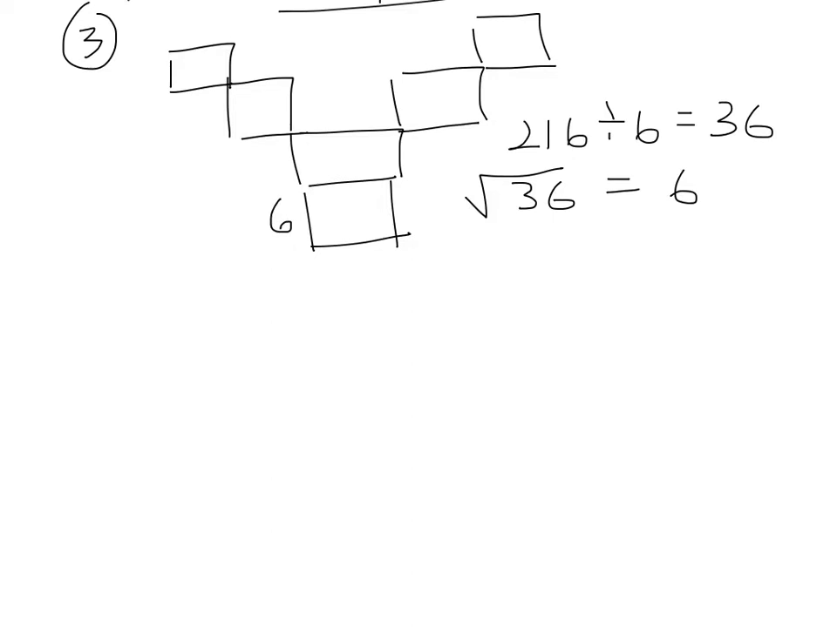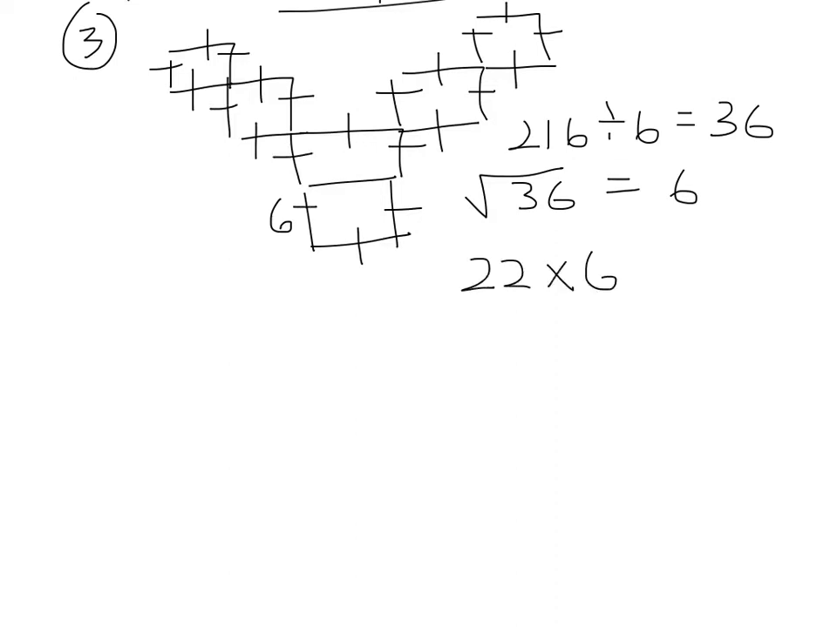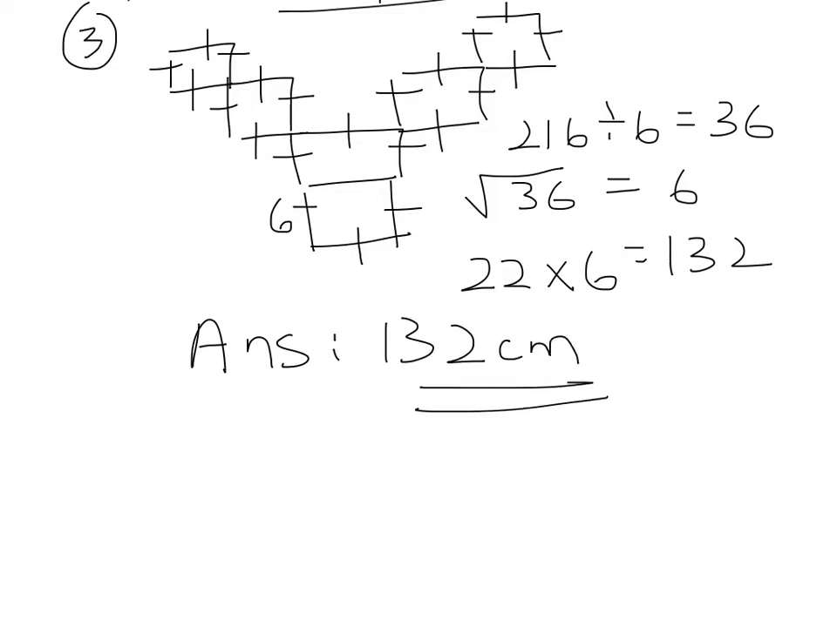Altogether, how many sides are there? 1, 2, 3, 4, 5, 6, 7, 8, 9, 10, 11, 12, 13, 14, 15, 16, 17, 18, 19, 20, 21, 22. 22 sides times 6 will give us 132. So question 3, final answer is 132 centimeters.